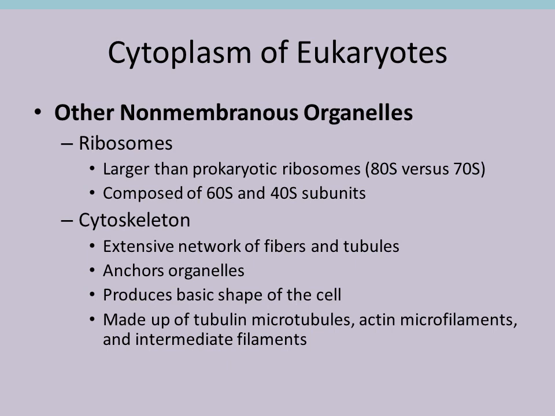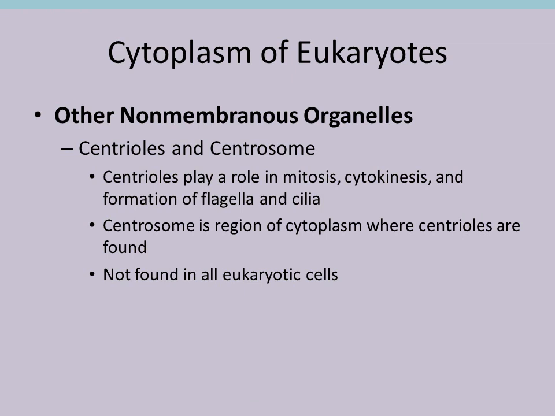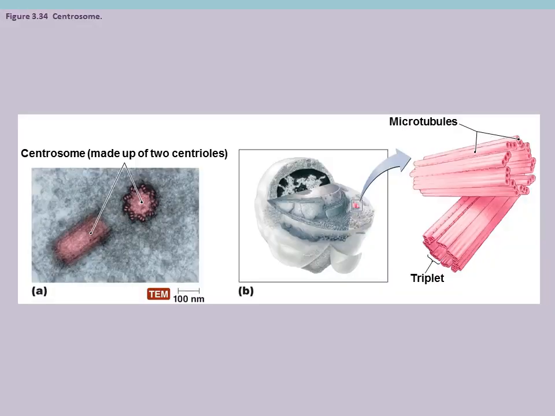You also have a cytoskeleton, this network of fibers and tubules that helps to anchor the organelles. It helps with movement of substances through the cytoplasm. It helps, once again, to protect the shape of the cell. And as you can see here, there are different types of tubules: microtubules, microfilaments, and intermediate filaments. They differ in size and are found as part of the cytoskeleton. You also, in some cells, have centrioles and centrosomes. These are going to play a role in mitosis, with the cell division. They're not in all of your eukaryotic cells. And this shows examples of what they look like.